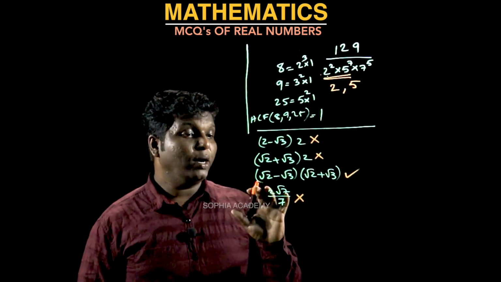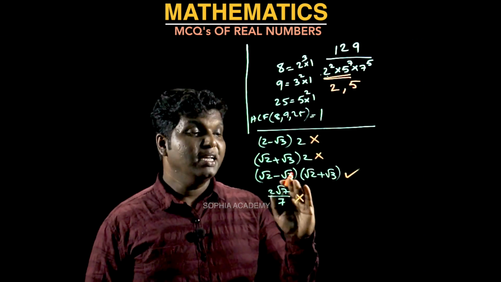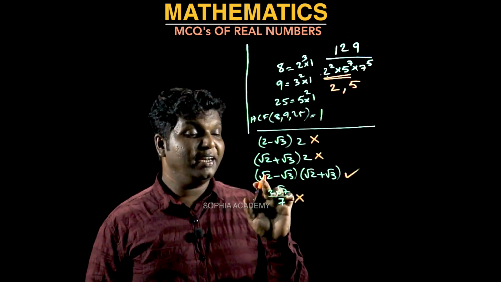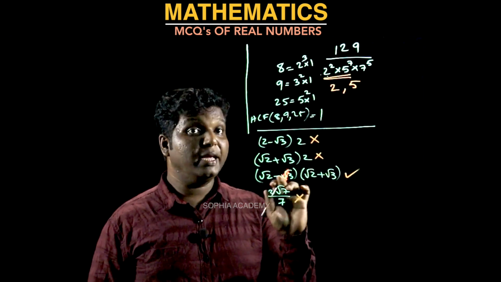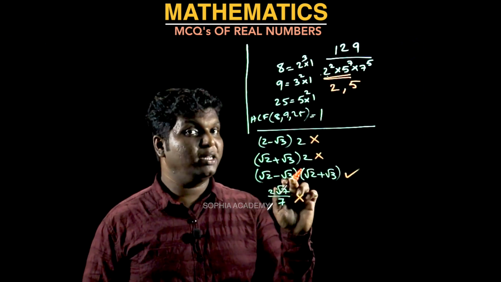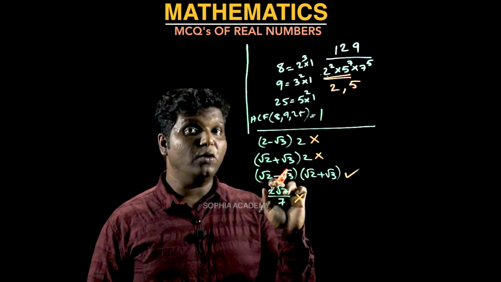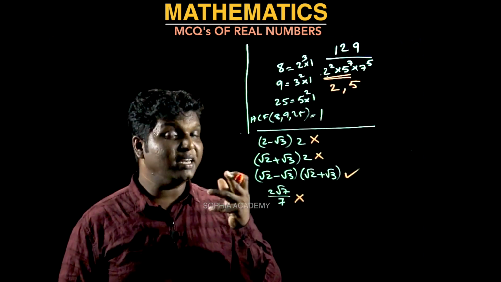Here, one thing is very clear. In the third option, it is of the form a plus b into a minus b, right? In a plus b into a minus b, it is a square minus b square. Here, instead of a, it is root 2, and instead of b, it is root 3. So root 2 square minus root 3 square is 2 minus 3 square. Right? 2 is 2, and 3 square is 9. So 2 minus 9... it is minus 5. Minus 5 is not an irrational number.